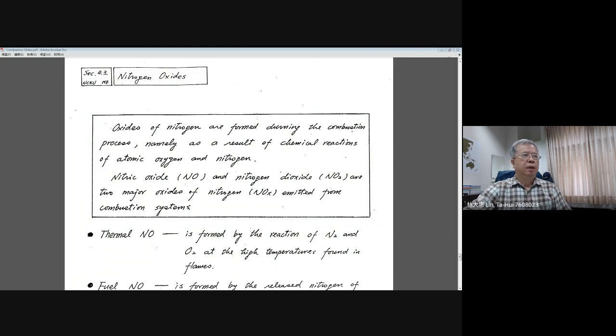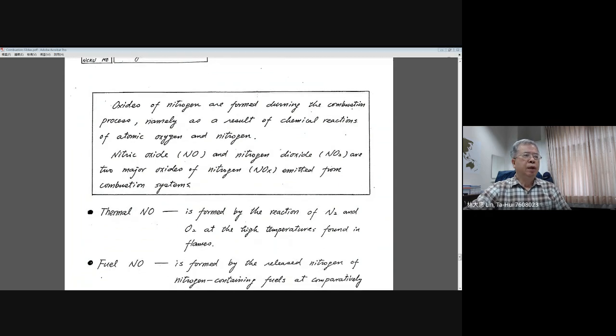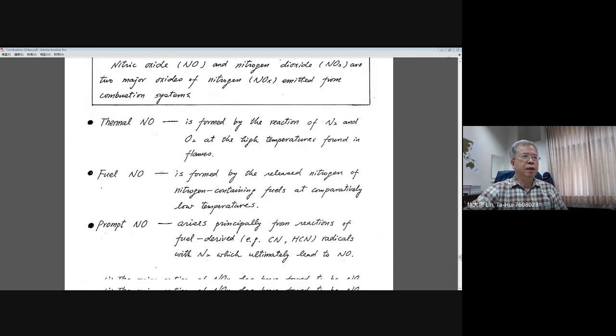system. And usually the amount of nitric oxide is higher than the nitrogen dioxide in general. Then we will focus more on the formation of nitric oxides. Based on the discussions on the nitrogen oxides, we need to consider three different categories of NO coming from different mechanisms and reasons.